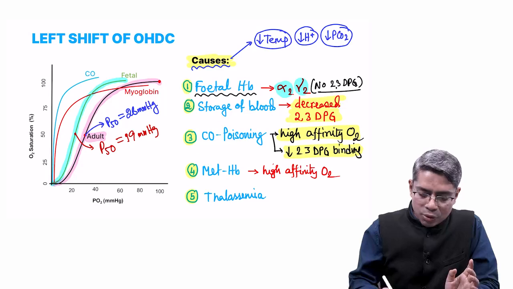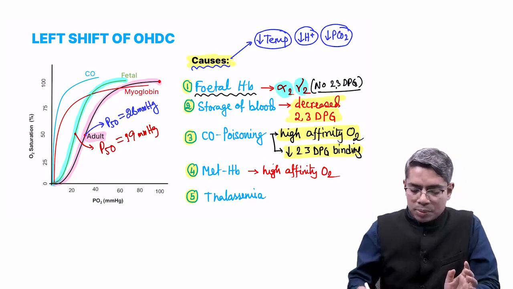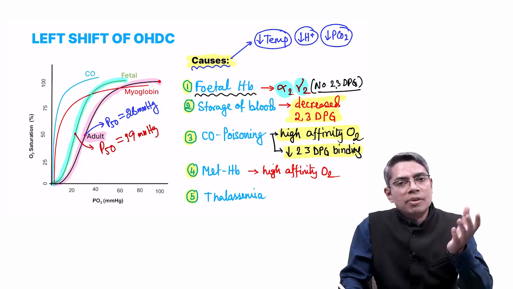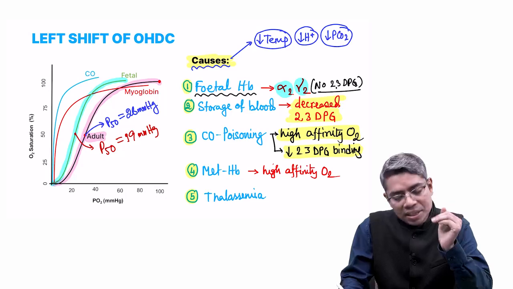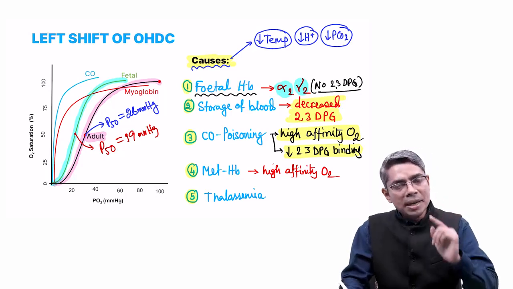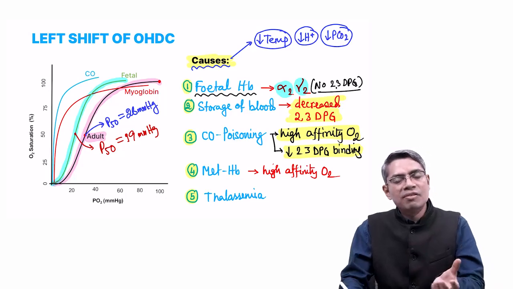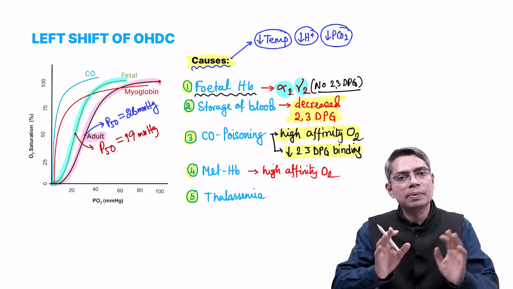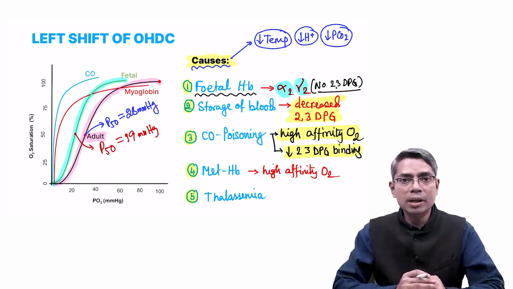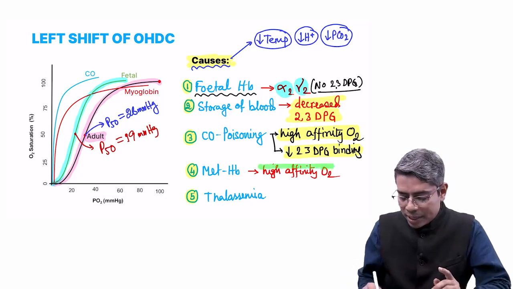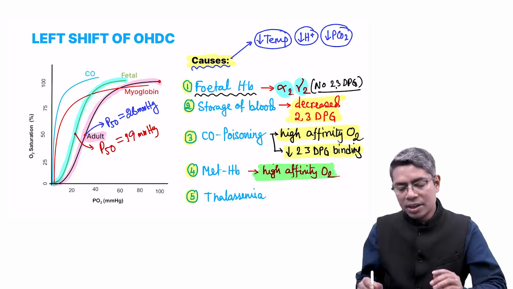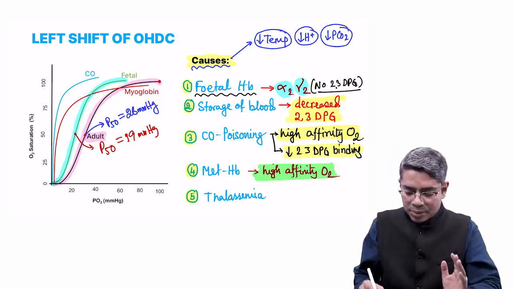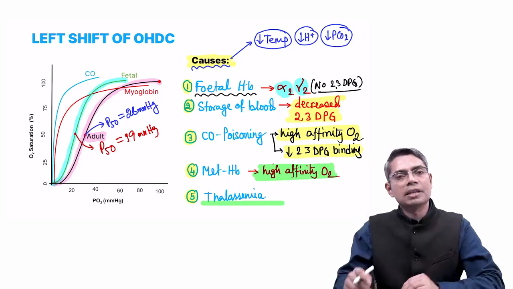In case of methemoglobin, I hope all of you know what methemoglobin is. Methemoglobin means whenever the iron in the hemoglobin is converted from ferrous to ferric state, that is known as methemoglobin. Whenever the hemoglobin is converted into ferric state, then the oxygen which was already attached with hemoglobin will not be able to release from hemoglobin. It is a similar kind of scenario to carbon monoxide poisoning. So that is why we say that in methemoglobin, the oxygen which is still attached with the hemoglobin will be converted into higher affinity oxygen, and there will be left shifting. And in thalassemia, for some unknown reason, there is left shifting.